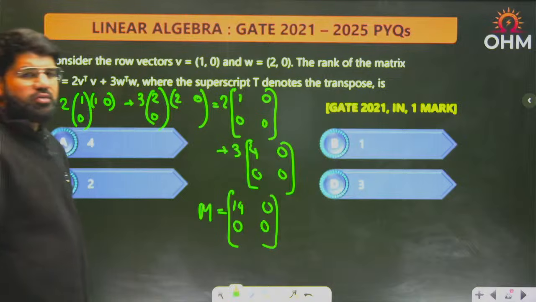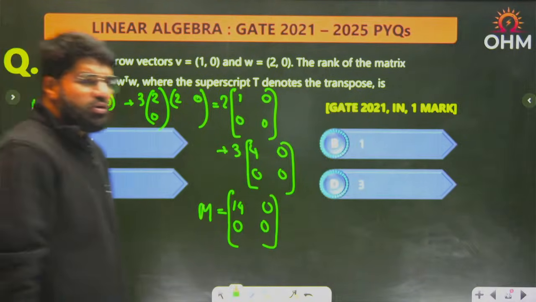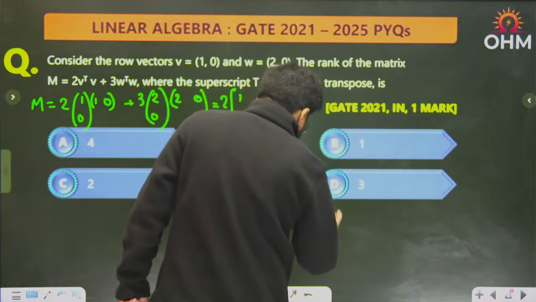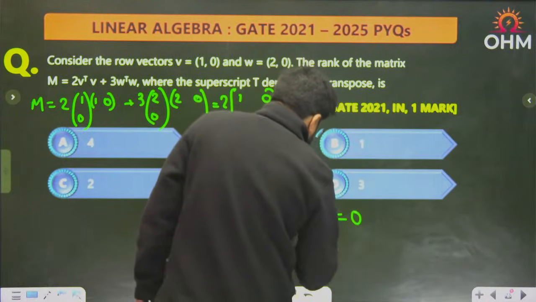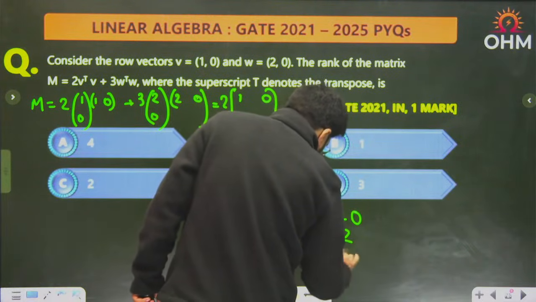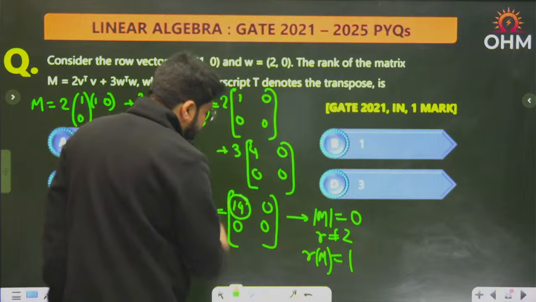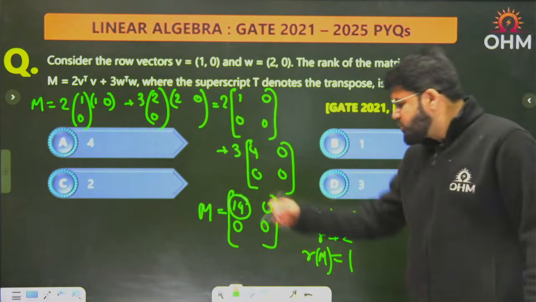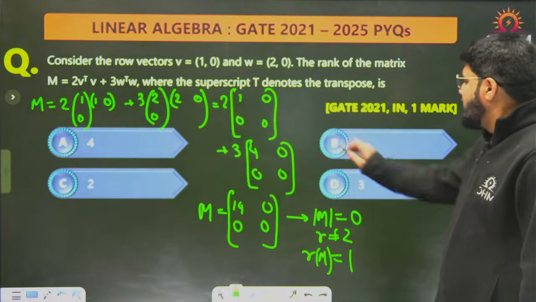What is the rank of the matrix now? It's a 2 cross 2 matrix. Can the rank be 2? No, the determinant will be 0. The rank cannot be 2. Rank of this matrix is simply 1, because there is at least one non-zero element, which means there is a 1 cross 1 minor which is non-zero. The rank is equal to 1. Correct answer B.